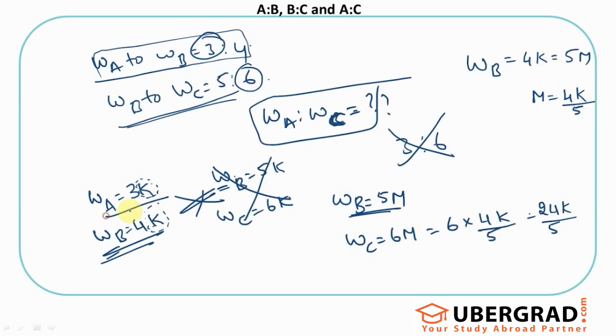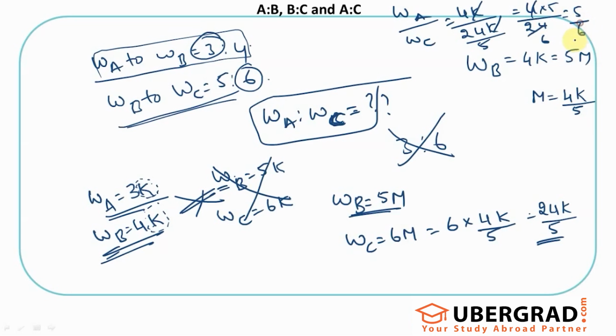Now I have WA in k and WC in k, which I can use. WA by WC is 4k by 24k by 5. The k's will get cancelled out. 4 into 5 by 24. 4 1s are 4, 4 6s are 24. That will turn out to be 5 by 6. Right? That's how I can do it.